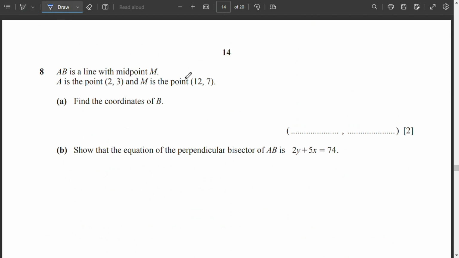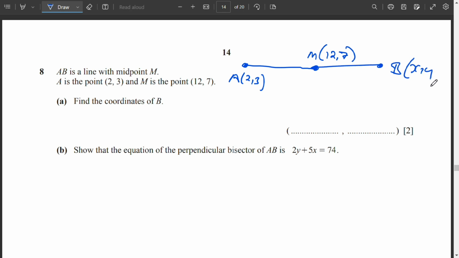AB is a line with midpoint M. A is the point 2, 3, M is the midpoint 12, 7. Find the coordinates of B. That's fine, if you consider this A as 2, 3. This is A. This M is the midpoint. The coordinates of midpoint is given, and we take the coordinates of B as x, y.